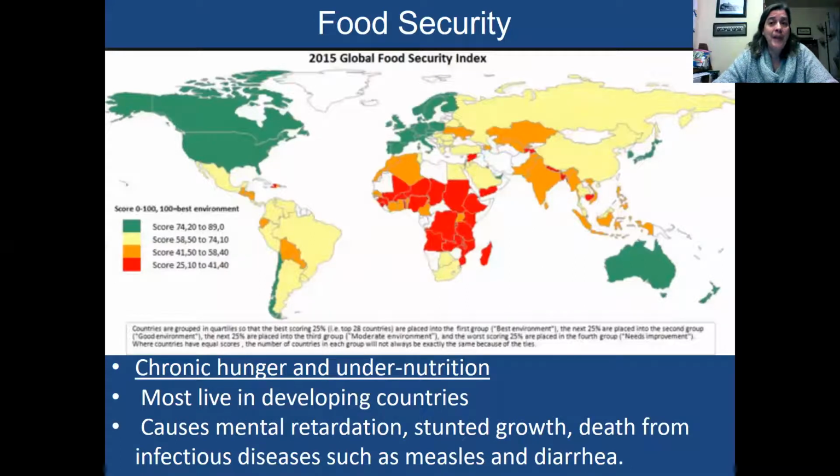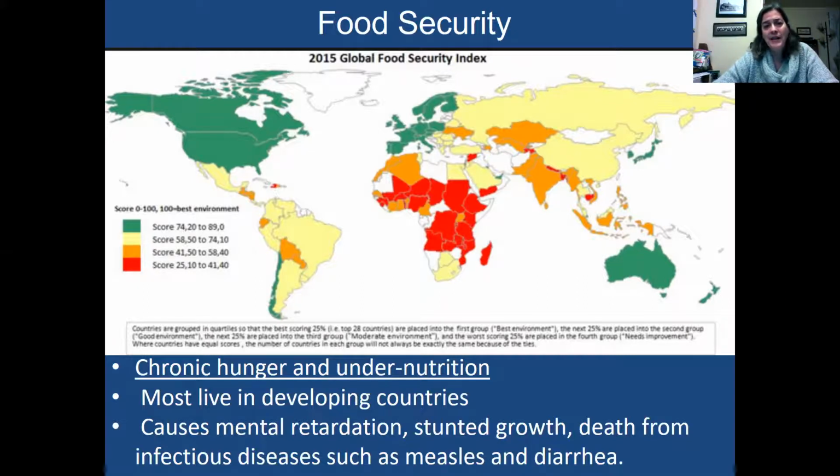So here's a map of food security around the globe. And again, there are a few notes at the bottom about what chronic hunger and undernutrition can do. Most of those countries are developing countries, where you're going to find this the most prevalent. And what are some of the other things it can do? It can cause mental retardation, stunted growth, and death from infectious diseases such as measles and diarrhea, because if you're not getting adequate nutrition, you're leaving yourself more vulnerable to getting sick.